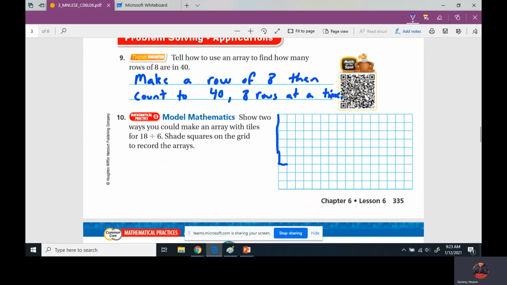And then 6 plus 6 more is 12. Plus 6 more is 18. So that's what we need. We would need 6 rows of 3. So 18 divided by 6 would be 3. Or I could do 3 rows of 6. 1, 2, 3, 4, 5, 6. Now we have 3 down and we have 6 across. 1, 2, 3, 4, 5, 6. So it'd be 18 divided by 3 equals 6.